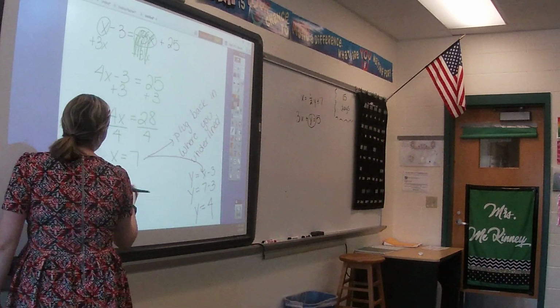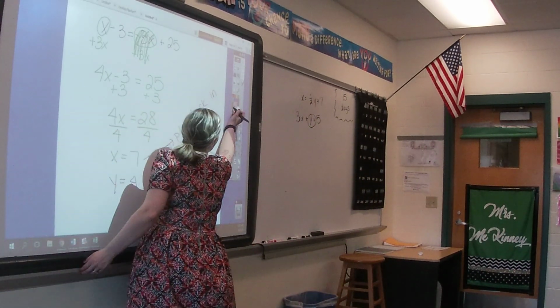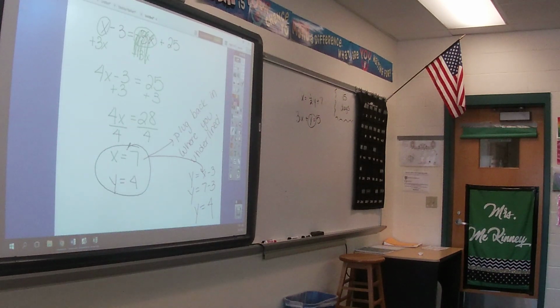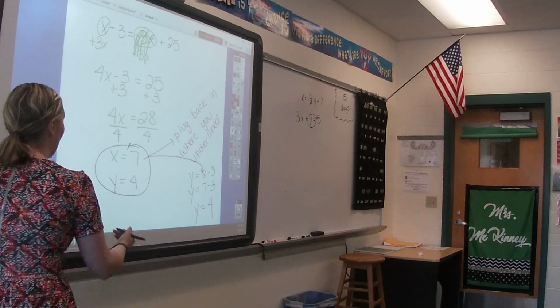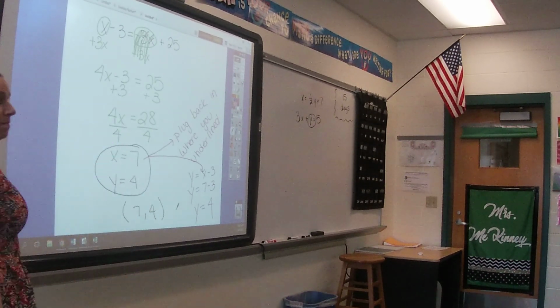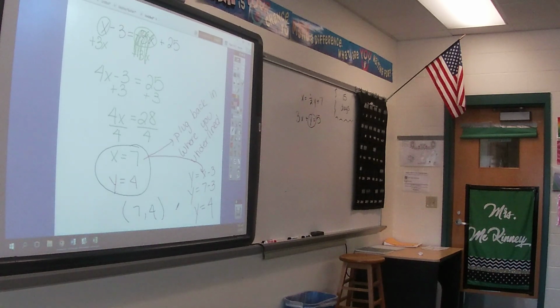You have two choices. You could write your final answer as x equals 7 and y equals 4. Or you could choose to write your final answer like an ordered pair, like we were doing on the graphs, and you could say x comma y, and that would be a fine answer as well.